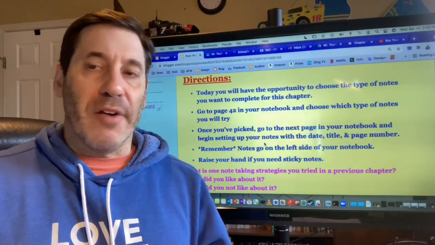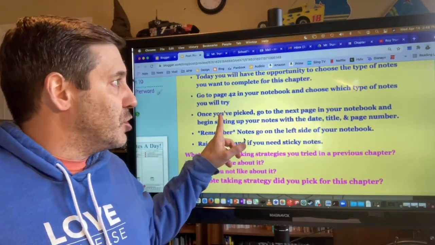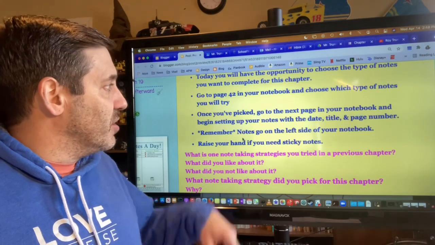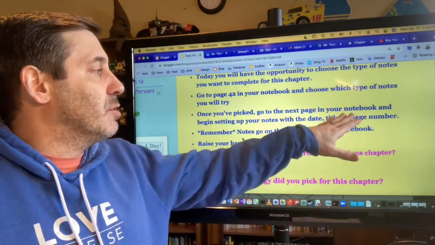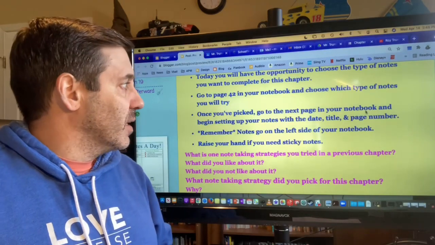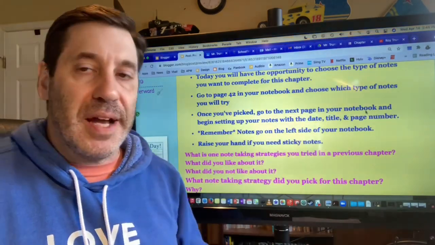All right, so our first step then is to go to page 42 in our notebook so that we can choose what type of notes we want to do. And you guys know once you have picked that style of notes, you go to the next page in your notebook and you can start setting up your notes with the date, the title, and the page number.